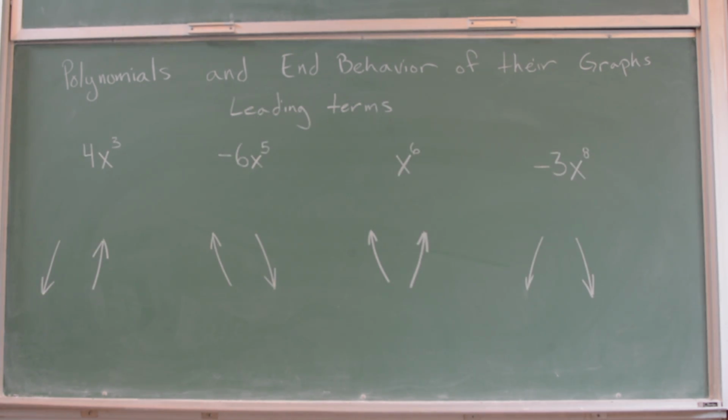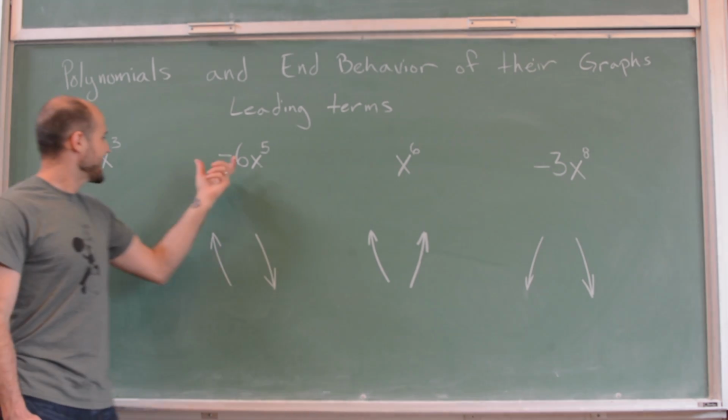So here we have only 4 possible results of end behavior for the graphs of a polynomial. It's dependent on the exponent of the leading term, whether that's odd or even, and the sign of the leading term, whether that's positive or negative. So our first example here, 4x cubed, has an odd exponent and a positive coefficient. Positive 4x cubed. Positive, odd. That means we're going to start down and go up.